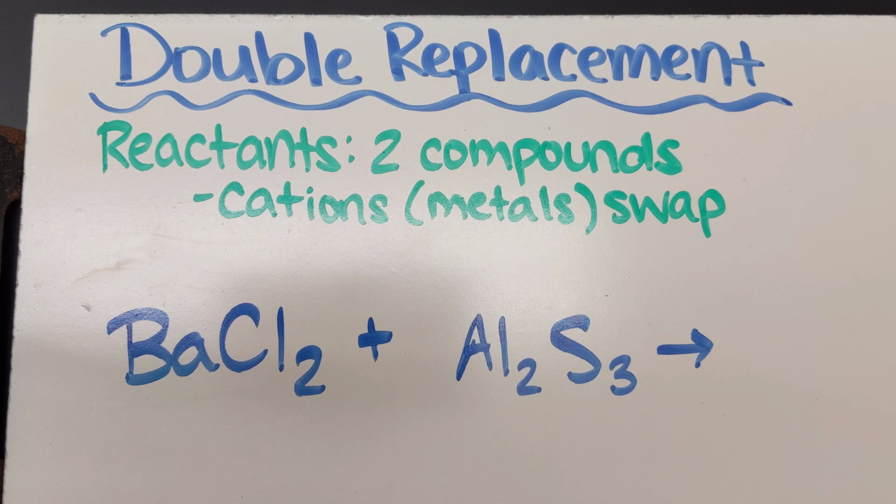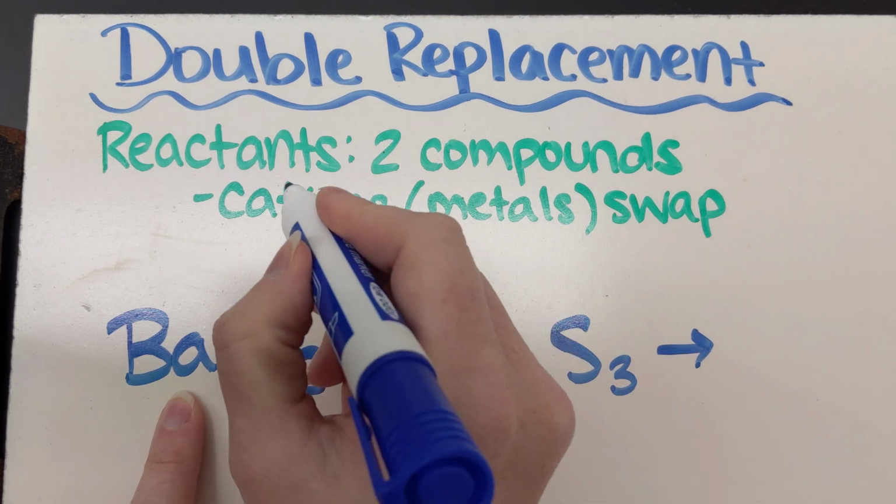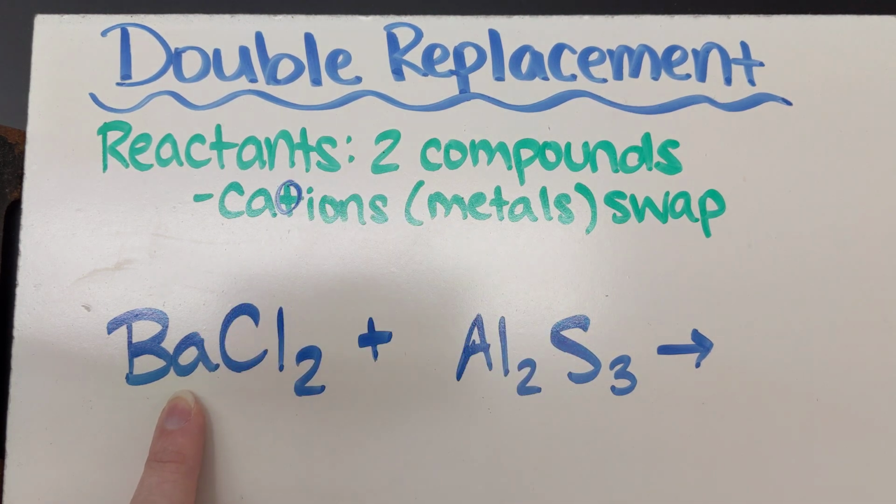So what's going to happen is a complete swap. So I have a metal and a non-metal, and another metal and a non-metal. Remember that the metals always get listed first in the equation. These are also called cations because they're always positive. And remember the word cation, the T looks like a little positive sign. So my metals are also called cations.